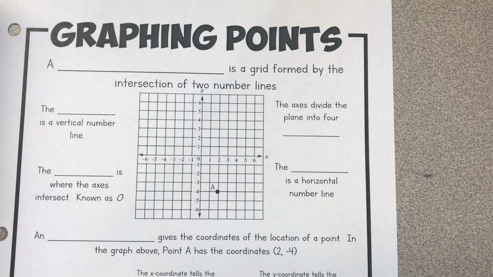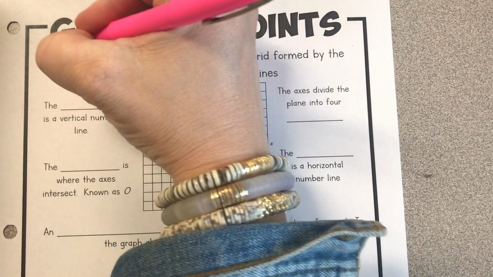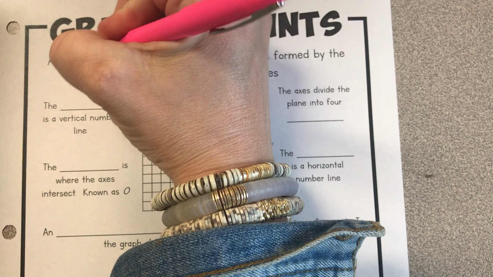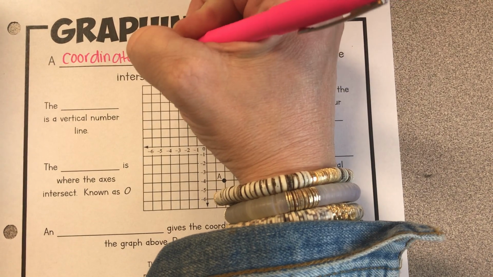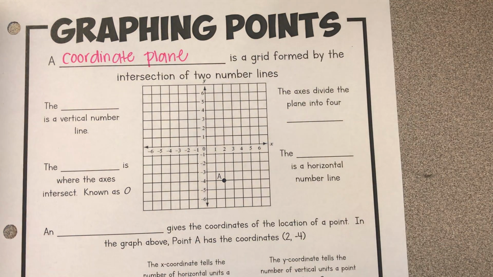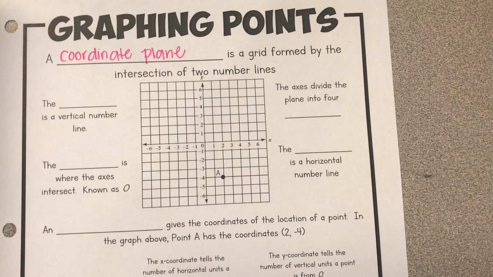Today we're starting one of my very favorite things, which is graphing on what we call a coordinate plane. If you have ever played Battleship or read a legit map, like the old school fold out map where you're like, oh, that is in C7, then this should be right up your alley. A coordinate plane is a grid that's formed by the intersection of two number lines.